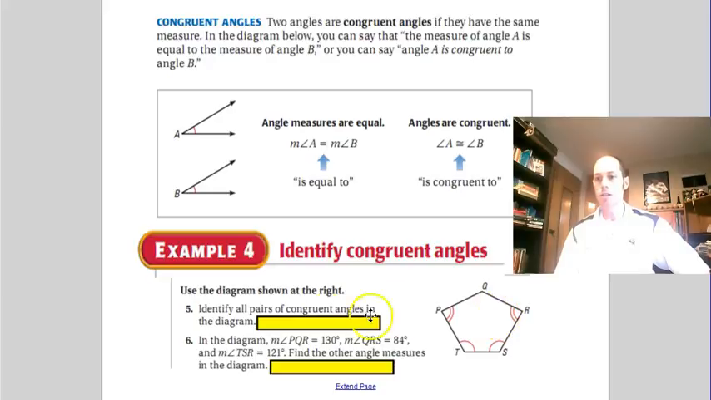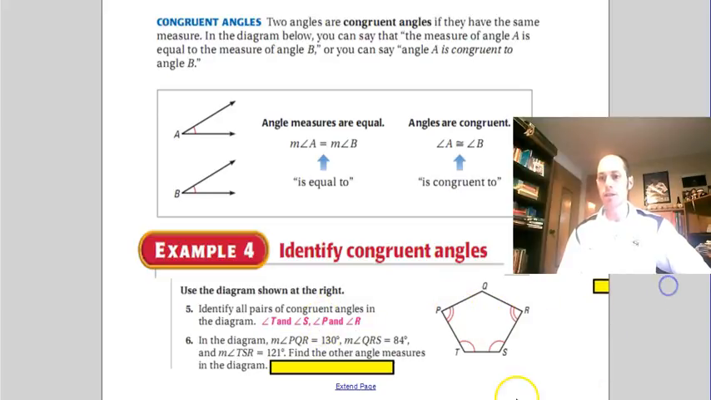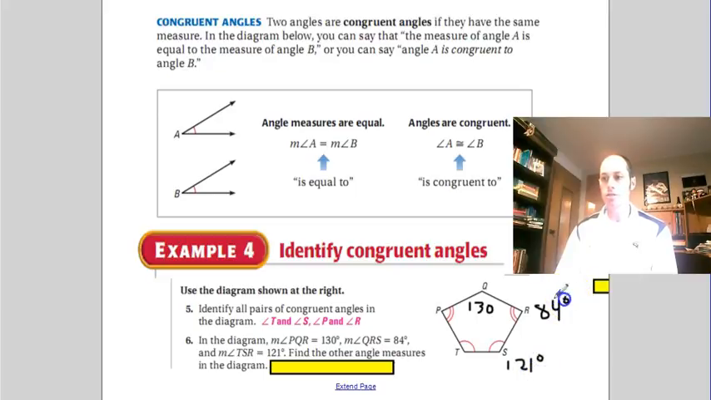Okay? So if we take a look at this figure here, what are the congruent angles? For segments, we use tick marks; here we've got the arcs. So angle T and angle S would be congruent, and angle P and angle R would be congruent to each other. So if PQR is 130 degrees, and QRS is 84 degrees, and TSR is 121, hopefully you can find the other angle measures. Well, if S is 121, T is 121. And if R is 84, P is the same, so that would be 84. So that's how you can read diagrams when you see the arcs on there.